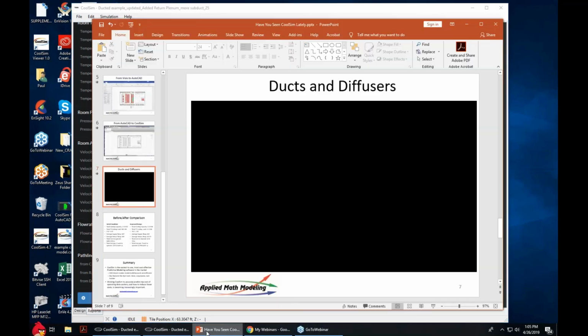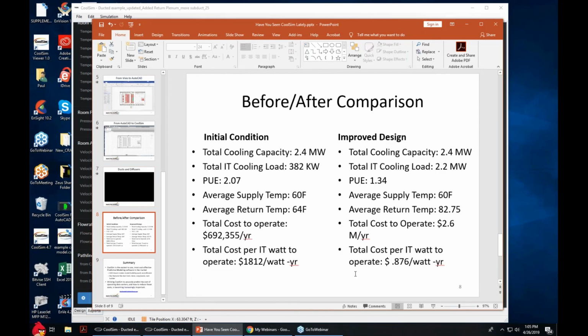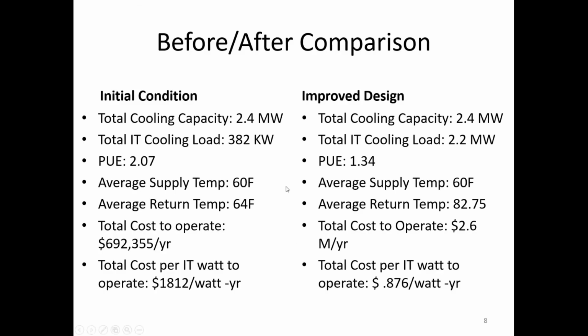Let me just park back. We're running out of time here. We're a little bit over, so let me just go to the final slide and show you that the initial condition was 2.4 megawatts of total cooling capacity and a max load of 382, and a PUE of 2 and a delta T of 4. Total cost to operate for a year, about $692,000.